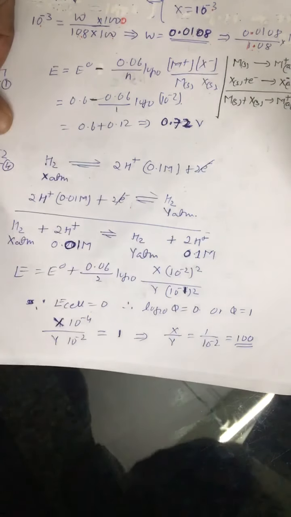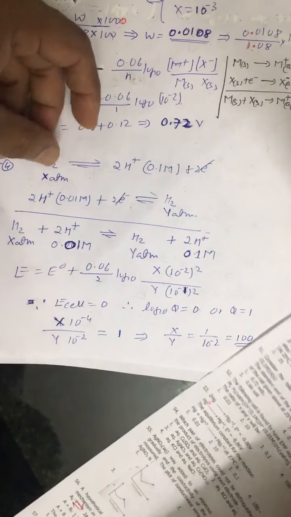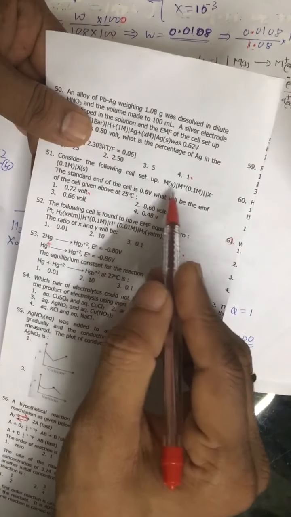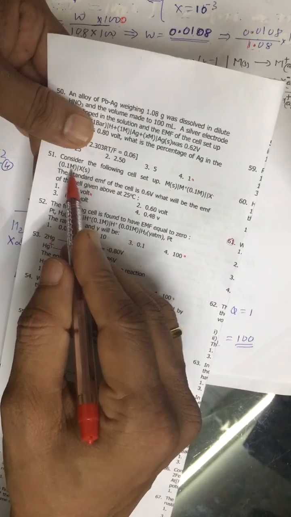We are continuing our discussion of repeaters exam 8. Alright, look at question number 5.1. We are given a cell, M is converted to M positive and X negative is getting converted to this thing.